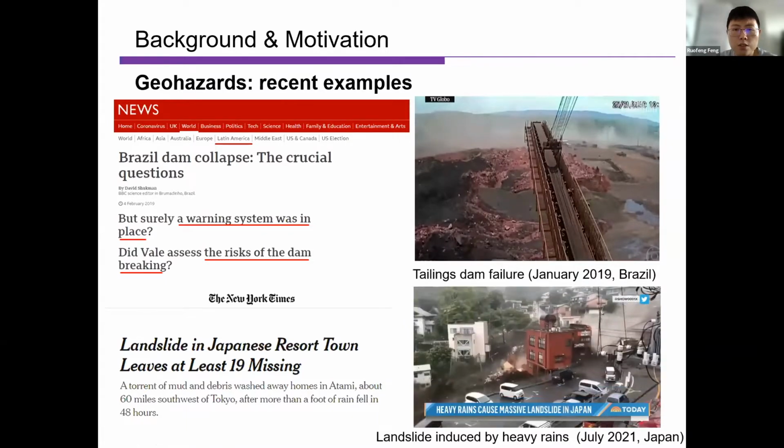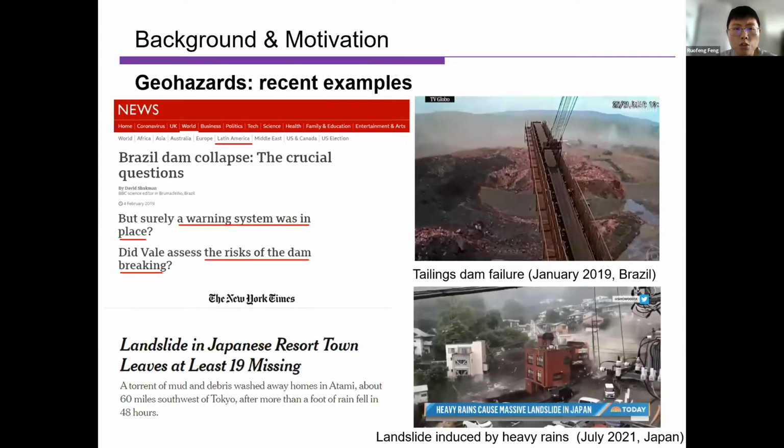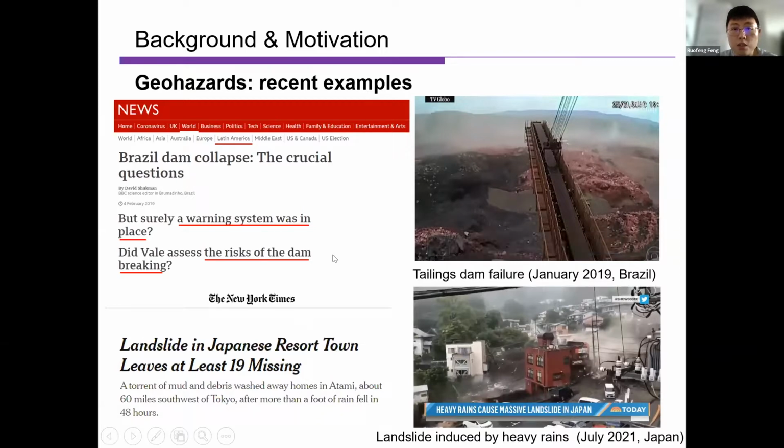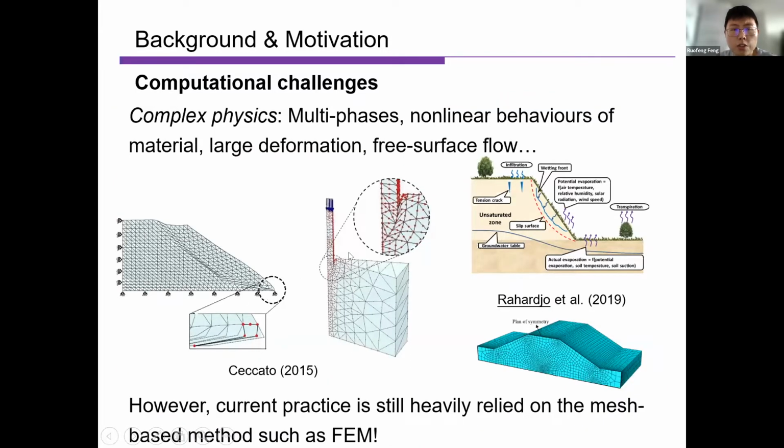After these disasters, the questions put to us geotechnical engineers are how we could properly predict the onset of this instability, and how we could evaluate the risks and the consequences of such disasters. So the computational challenge we are facing is that we have complex physics. It's a multi-phase problem because it's soil, it will have water and soil skeleton or air. And soil itself will display non-linear behavior. And at a post-failure stage, it will involve large deformation and free surface flow.